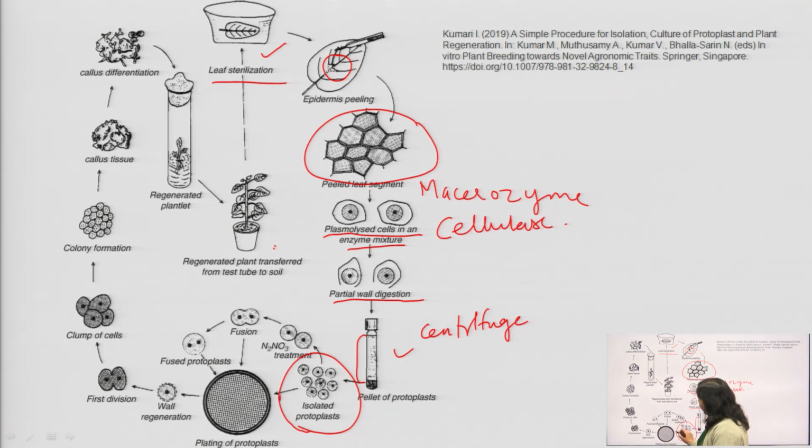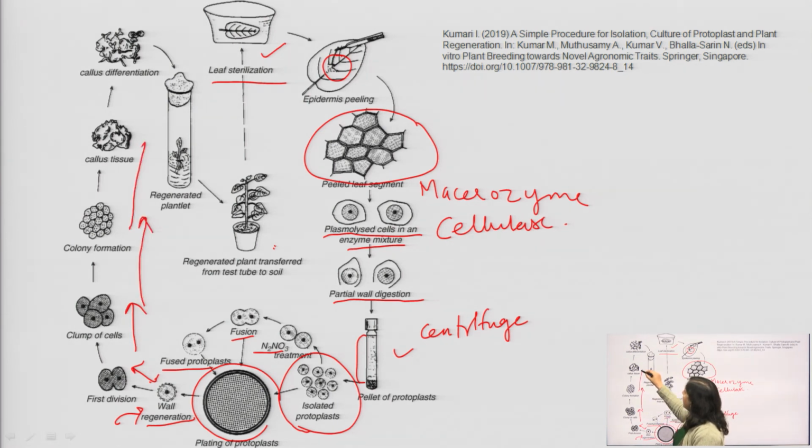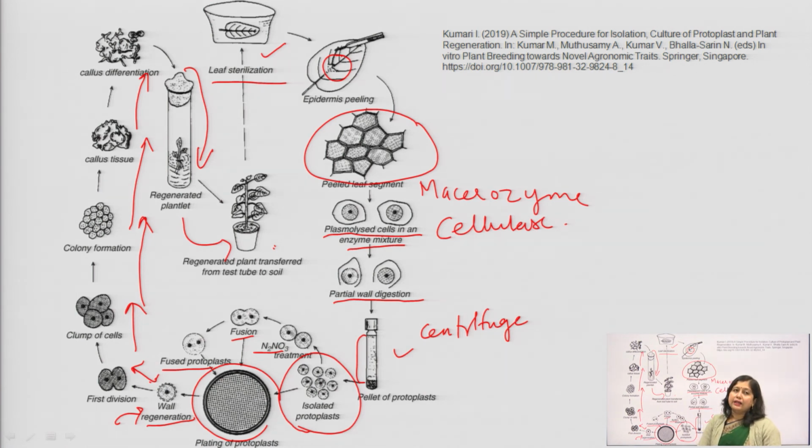They were then plated into a culture medium. Further, they were treated with sodium nitrate, and after that we could perform the fusion of the protoplasts. After fusion, we added certain external chemicals which started the regeneration of the cell wall. So, the wall regeneration took place. After wall regeneration, normal cell division took place, cell clumps formed, a colony formed, callus was formed, the callus was differentiated, a plantlet was formed, and from the plantlet the entire plant got regenerated.